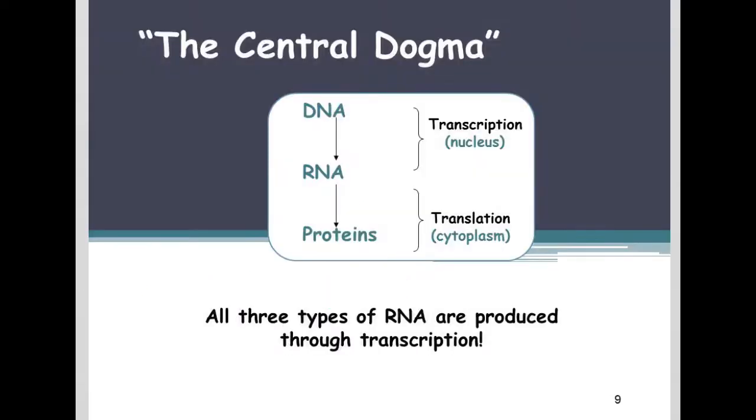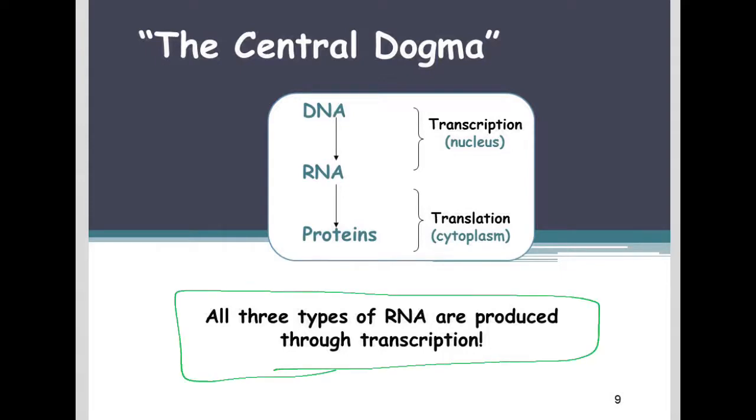other amino acids. And the big thing to note is that all three of these types of RNA are produced through transcription, and all three types are going to be used during the central dogma.